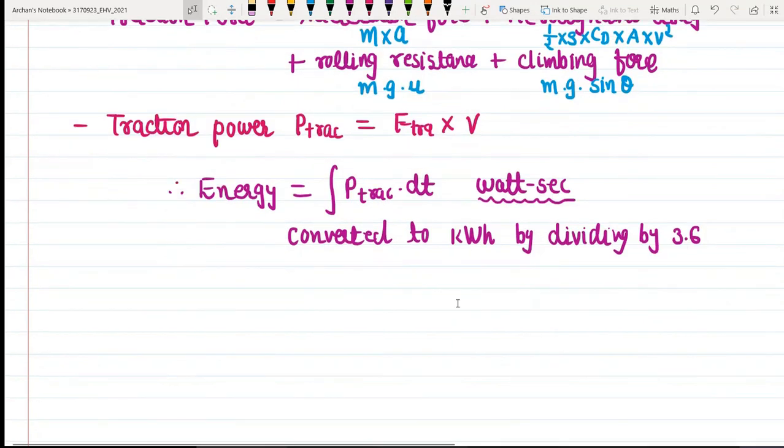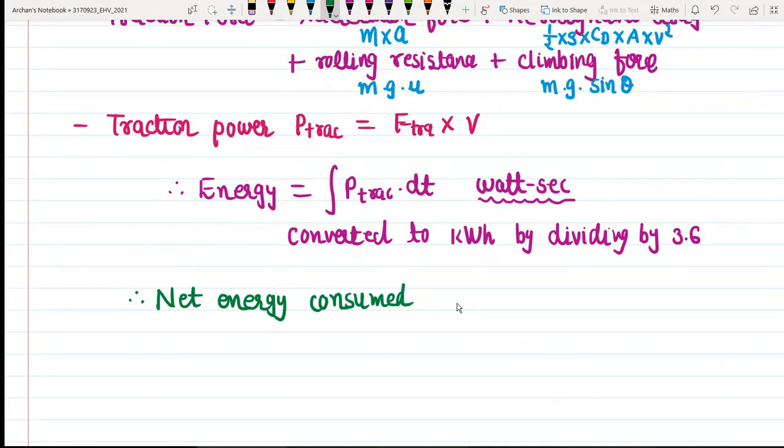So if we talk about the net energy consumed, the net energy consumed is given by R into the energy consumed by the vehicle, where this R is called the regeneration efficiency.